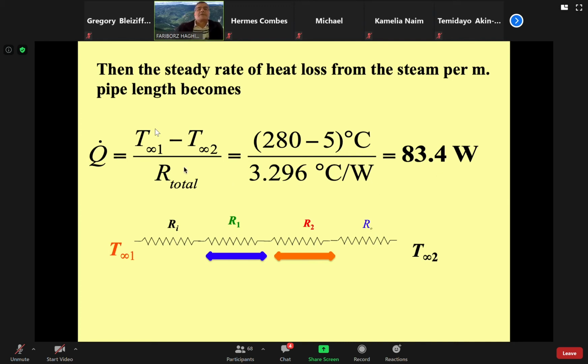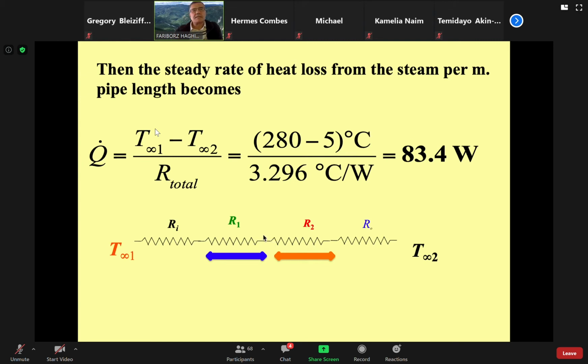Therefore, as we mentioned, steady state means the heat transfer from here to here is equal to the heat transfer from here to here, and from here to here. What that means is that in each part, heat transfer is 83.4, 83.4, 83.4, and 83.4. Therefore, the Q, we call Q1, Q2, Q0, okay? This heat amount is steady state. It does not change, so it remains the same.